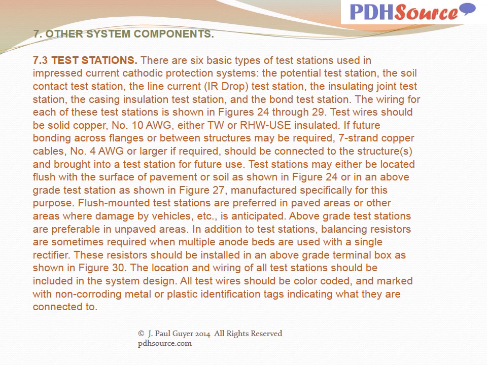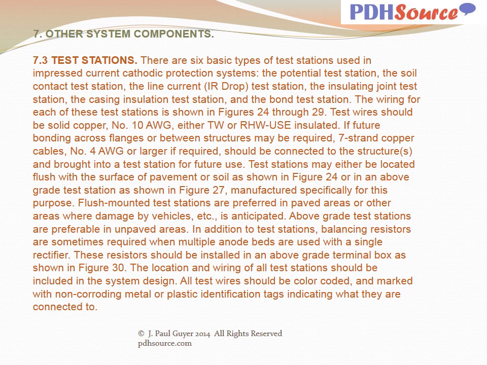Test wires should be solid copper, number 10 AWG, either TW or RHW-USE insulated. If future bonding across flanges or between structures may be required, 7-strand copper cables, number 4 AWG or larger if required, should be connected to the structures and brought into a test station for future use.